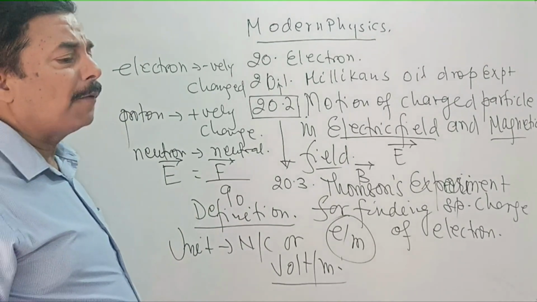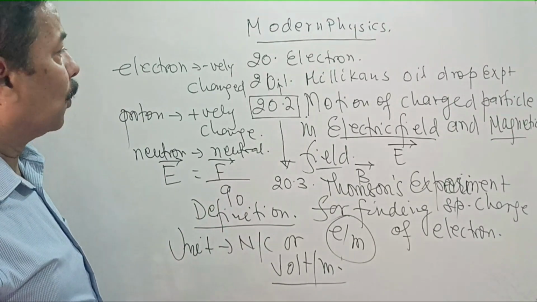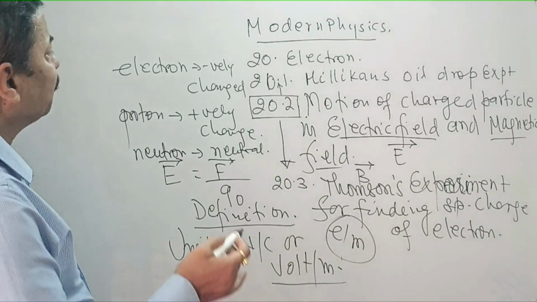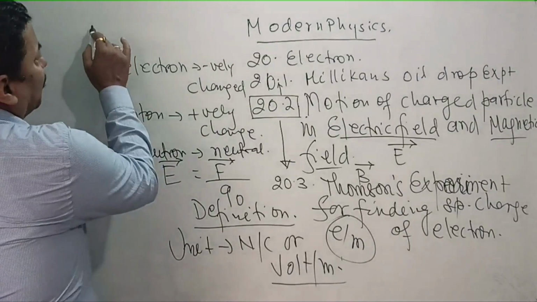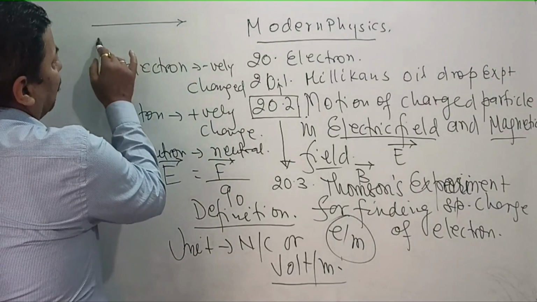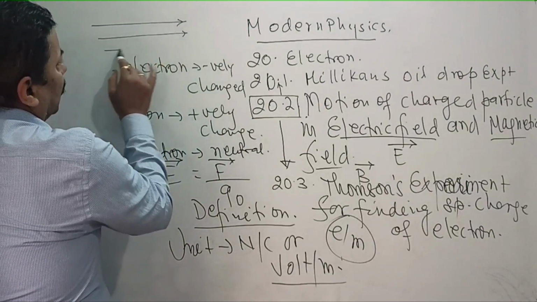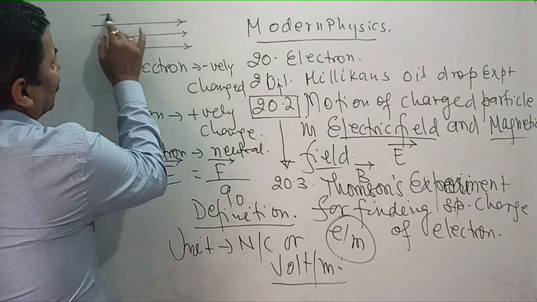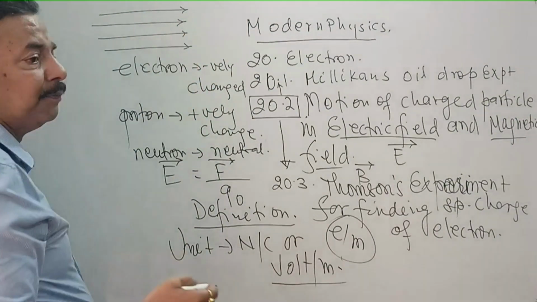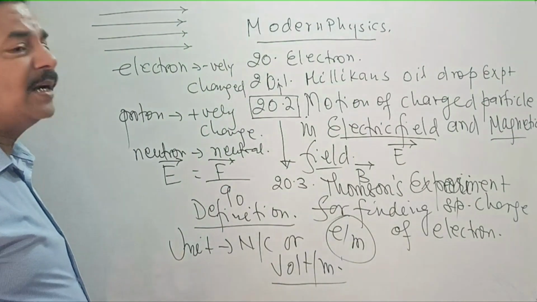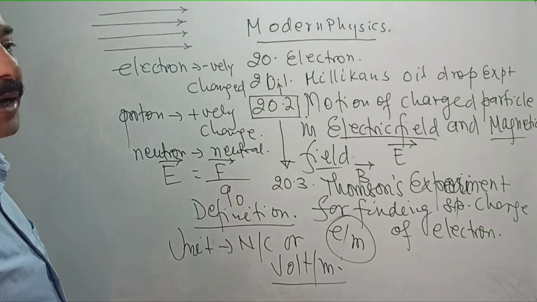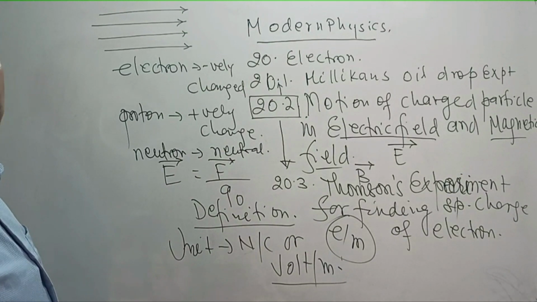There is a concept of uniform electric field. What is that uniform electric field? Uniform electric field is represented by equispaced parallel lines. Equispaced parallel lines represent uniform electric field. It means that electric field is constant in magnitude and direction everywhere throughout the region.